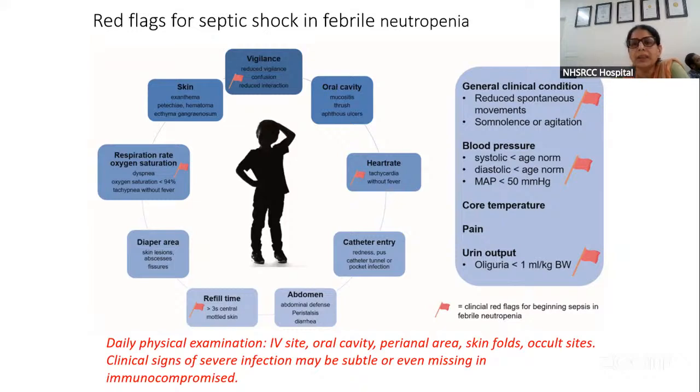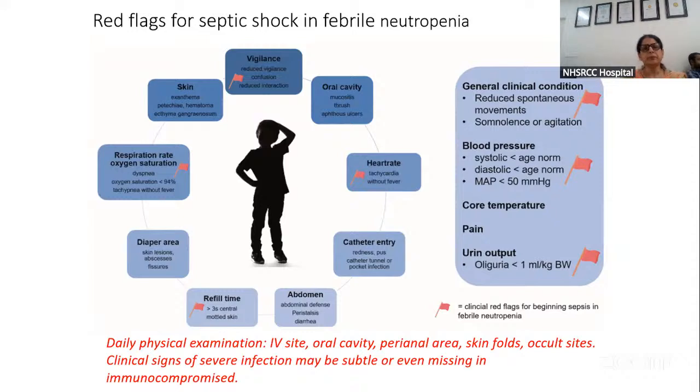So if the child has reduced spontaneous movement, somnolence, agitation, blood pressure, systolic and diastolic, below the age norm, mean arterial pressure less than 50, pain, or oliguria, then this is definitely heading towards septic shock and is going to go into the ICU.